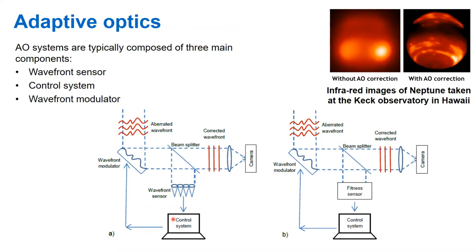And then you would have a control loop feeding that back to your modulator, and eventually you would correct this so that you ended up with a nice plane wave coming to your lens that was focused on the camera, and that would allow you to get a nice image of your star.